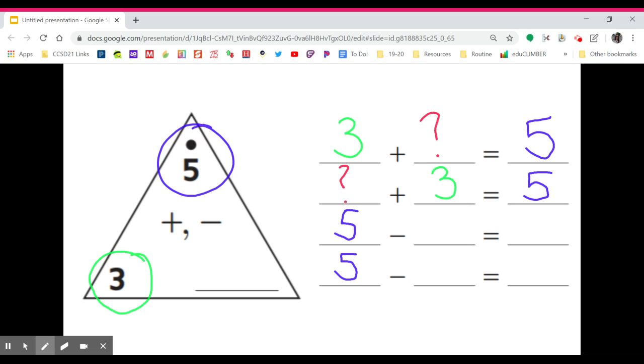When we're thinking about subtraction, we know that in one of them we can put the 3 at the beginning, 5 minus 3. And in our subtraction turnaround fact, we do 5 minus something equals 3. And therefore, we represent those missing numbers with a question mark. From here, now we are ready to practice solving the problem.